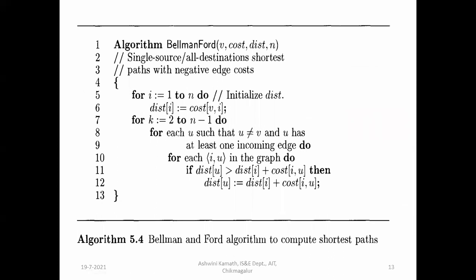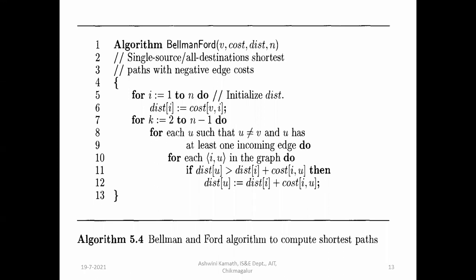So this is the algorithm, the Bellman-Ford algorithm. For the Bellman-Ford algorithm, we are passing 4 variables: v, cost, distance, and n. It will find out the single source shortest path. That is, single source means one source node, and all other vertices will be destinations. Okay, with negative cost edges. For i is equal to 1 to n, we are going to initialize the distance. Distance of i is equal to cost of v comma i.